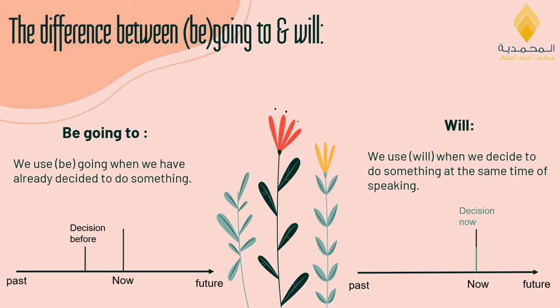Will is used when we decide to do something at the same time of speaking. Take a look at this timeline. I am now talking and I will make the decision now. So the difference between be going to and will is the time of making the decision. So if I decided to do the thing before the present, I am going to use be going to. If I decided now to do something, it means that I am going to use will. This is the difference between be going to and will.